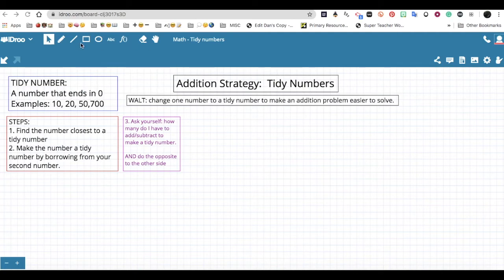Hi guys, so we're going to be doing some more addition problems using our tidy number strategy, and I'm going to go back and start again with some simple problems, and then we'll work our way up to some harder problems.